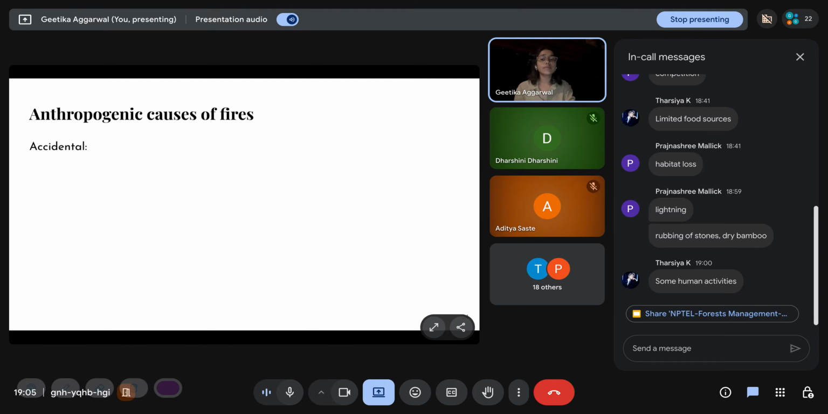Then these could be some accidental causes. Accidentally, what could happen is, as you might all be aware, that a lot of people carry out burning of crop residues. So when you cut down all the crops by using say a big harvester, there's certain stubble which is left behind, small stubble of the crop, which is very difficult to actually take out by hand, and it's time consuming. So what farmers these days do is they just set the fields on fire.